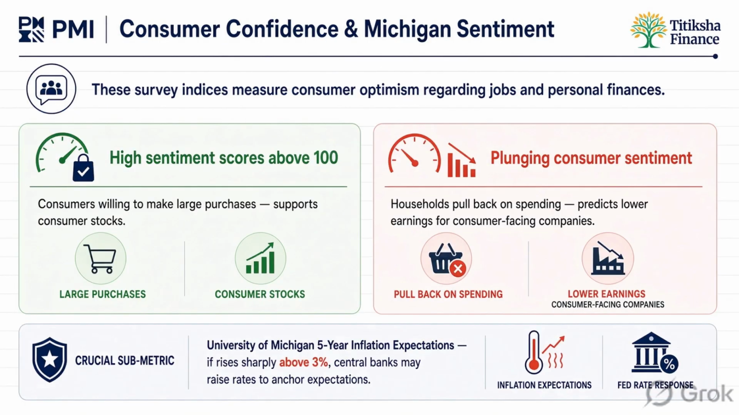Consumer Confidence Index and Michigan Sentiment is an important data to understand business activity and sentiment. These survey indices measure consumer optimism regarding jobs and personal finances. High sentiment scores above 100 mean consumers are willing to make large purchases, which supports consumer stocks. Plunging consumer sentiment warns that households are pulling back on spending, predicting lower earnings for consumer-facing companies. As far as the University of Michigan 5-year inflation expectation is concerned, if long-term inflation expectations rise sharply above 3%, central banks view it as a warning sign and may raise interest rates to keep expectations anchored.